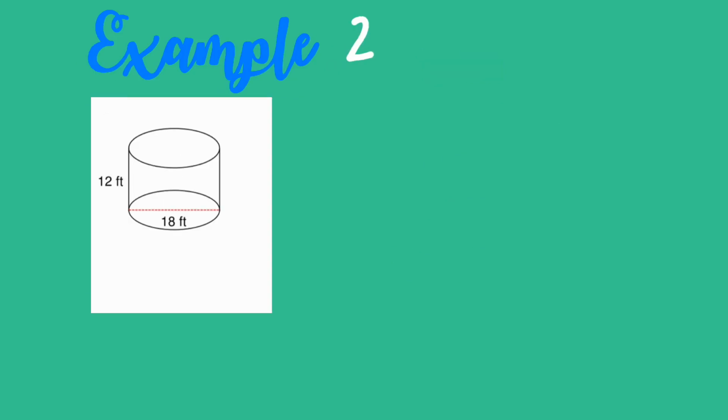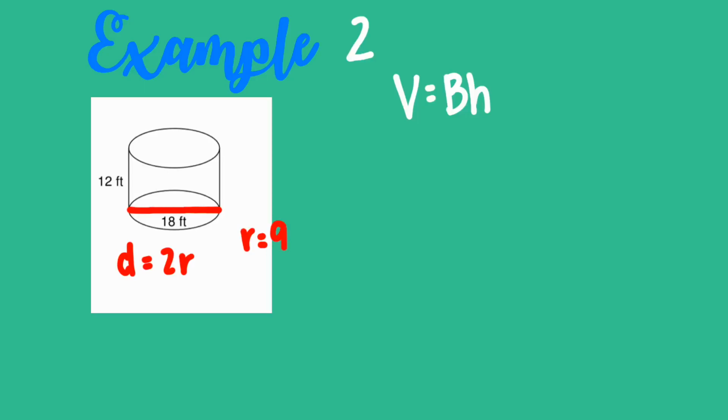So example 2, again, your volume formula is the area of the base times the height. When I look over here, I still need my radius, but I'm not given the radius. I'm given the diameter. It reaches from edge to edge of the circle and goes through the middle. Remember, your diameter is 2 times the radius, so that means I need to take half of my diameter to find my radius. So when I take 18 and divide it by 2, I find that my radius is 9.